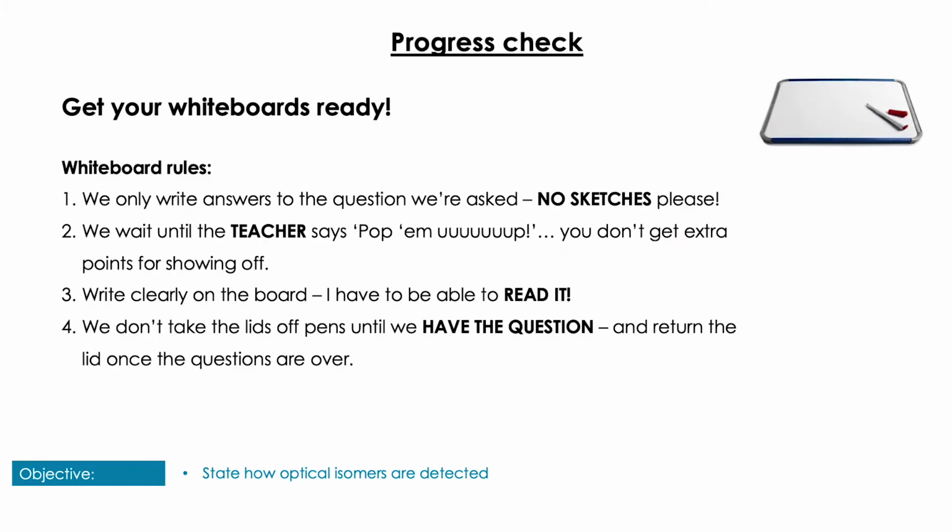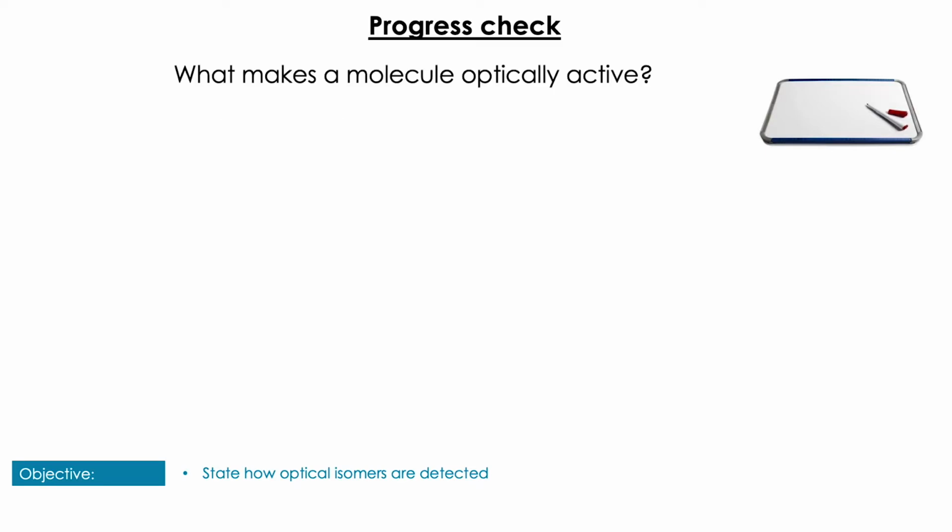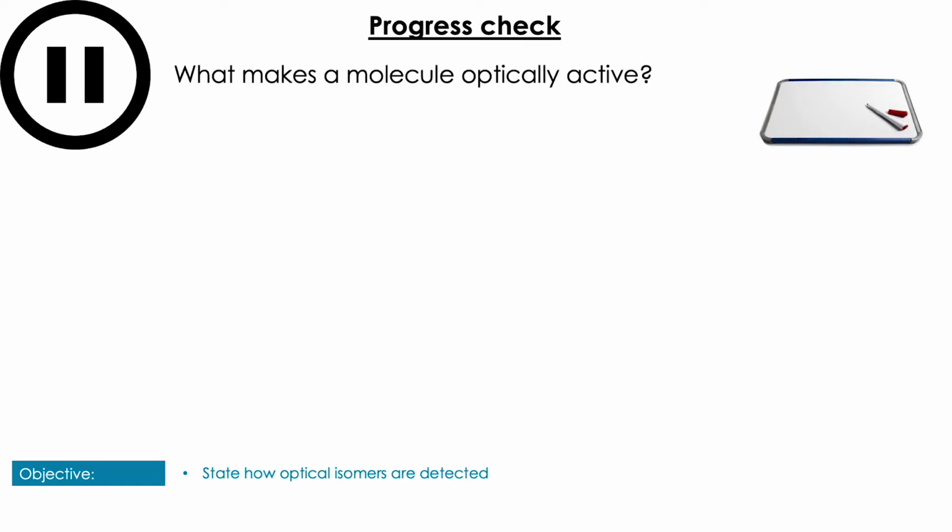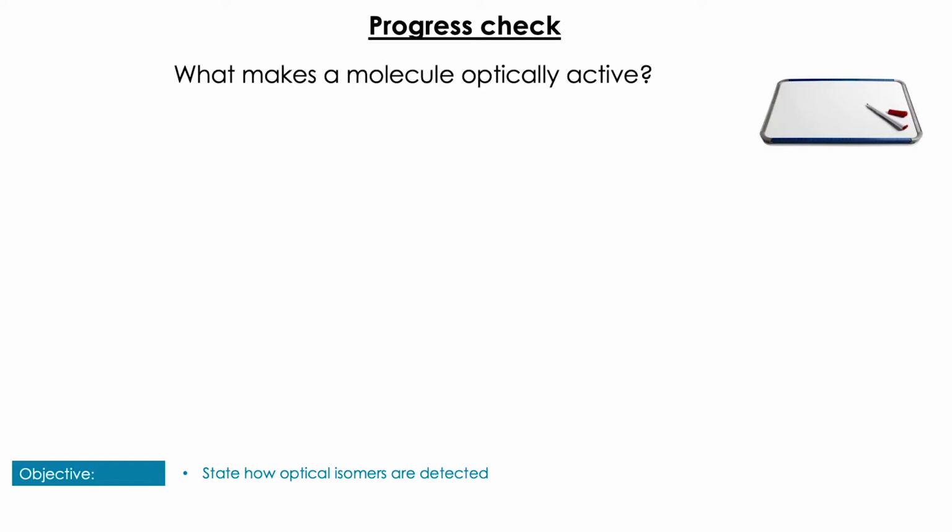Time for a couple of quick questions then. First question, what makes a molecule optically active? Pause the video. Pop 'em up! So, it's chirality, or a chiral center, a carbon with 4 different groups attached to it.